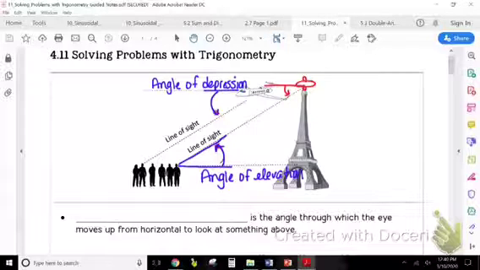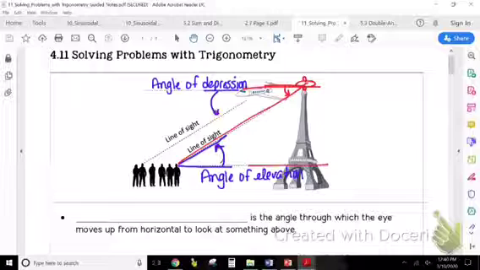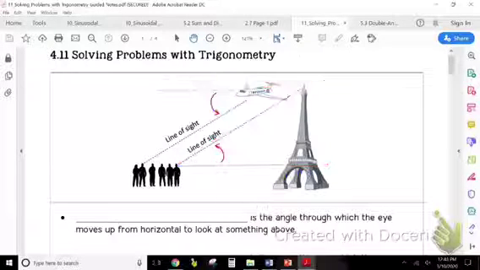But do you remember from geometry that if you have two parallel lines cut by a transversal, their alternate interior angles are equal? So in this case, where my plane is in pink, my angle of depression there and that angle of elevation are going to be equal. All right. Yes. That's correct.